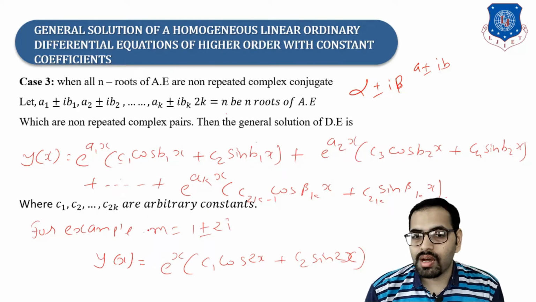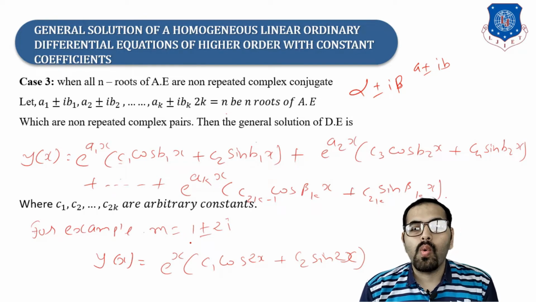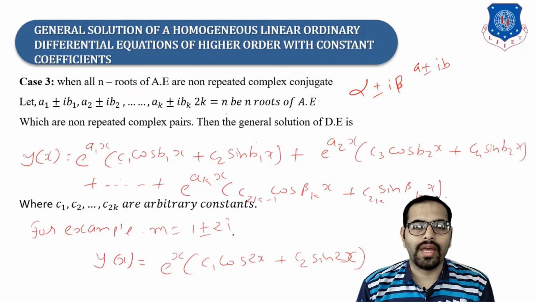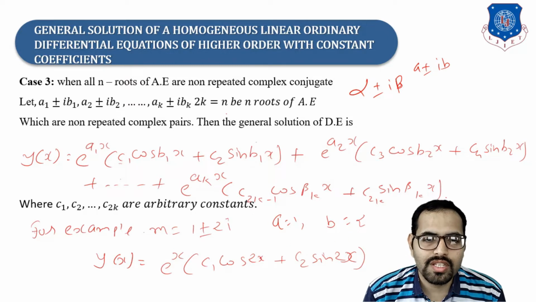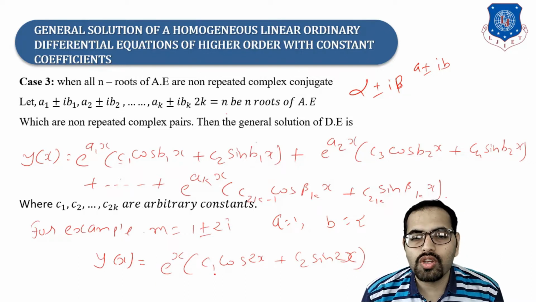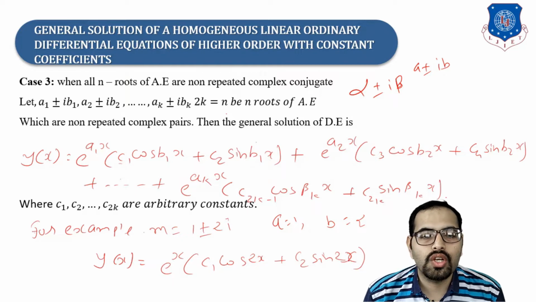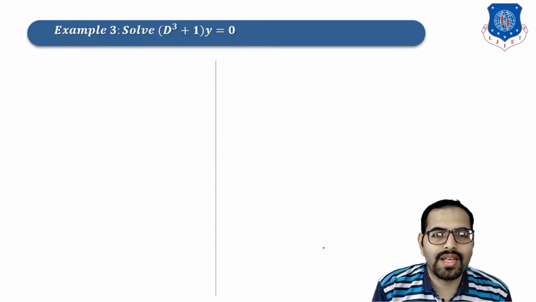For example, suppose we have the roots m equal to 1 plus or minus 2i. Then the values are a equal to 1 and b equal to 2. Substituting these values, our general solution becomes y(x) equals e raised to x (c1 cos 2x plus c2 sin 2x). This is case 3. Now let's see one example.